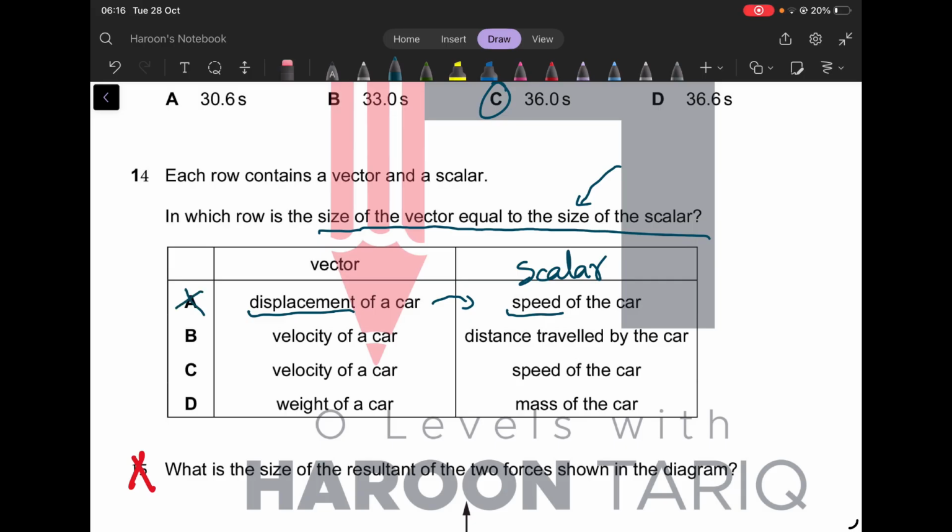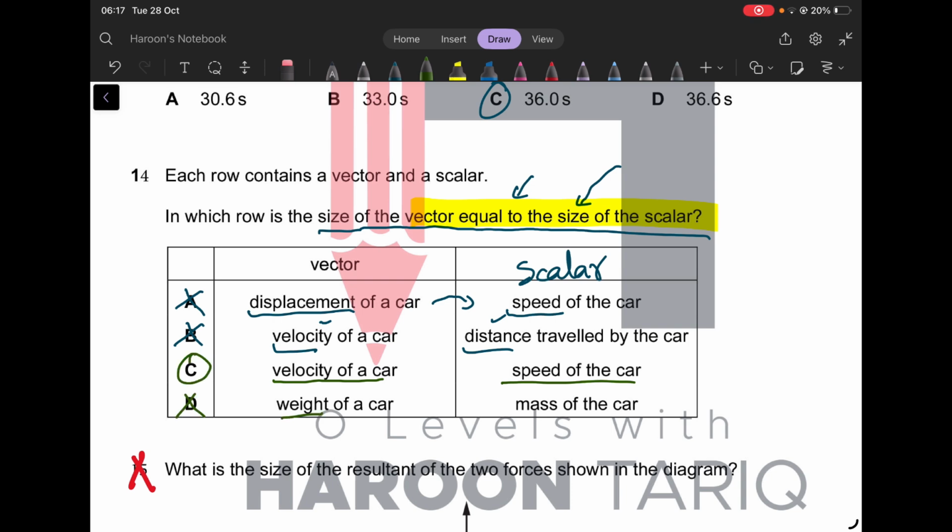Next option, velocity and distance. No, velocity's comparative scalar quantity is actually speed. So although this is scalar and this is vector, they won't have the same size. We need the same size, equal size is specified. So for C, you can see velocity over here and speed of the car. They would have the same magnitude, because speed is basically without direction, and velocity is speed with a specific direction. The magnitude can be the same, so C is the answer.